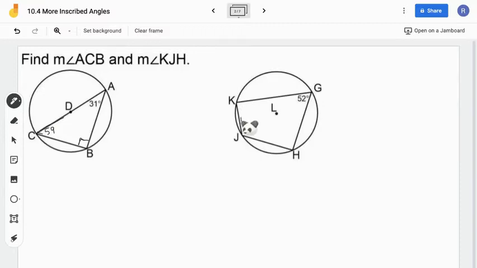Likewise, if we're trying to find this angle over here and we have its opposite angle, we know that these 2 angles must be supplementary, meaning they add up to 180. So then we know that this one must be 128. We could find those measures without even knowing anything about the arc lengths.